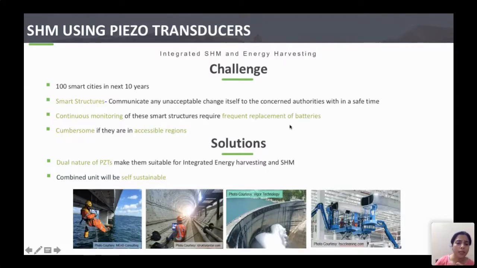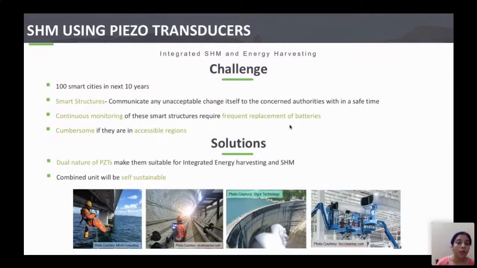Now, as per the Prime Minister's vision of building 100 smart cities in the next 10 years, for any smart city we need smart structures, right? First, what are smart structures? Any structure which can communicate any unacceptable change in itself to the concerned authorities within a safe time is a smart structure. Now, the continuous monitoring of these smart structures is important.